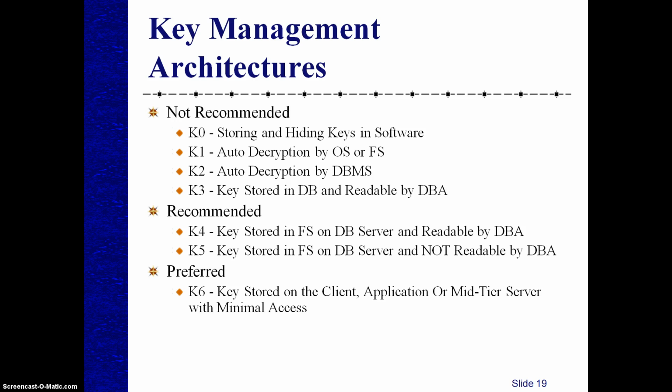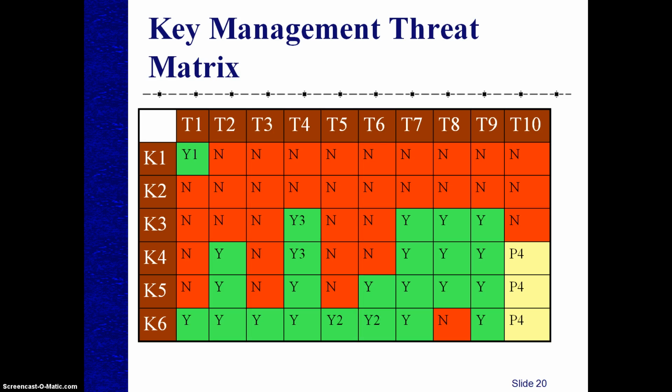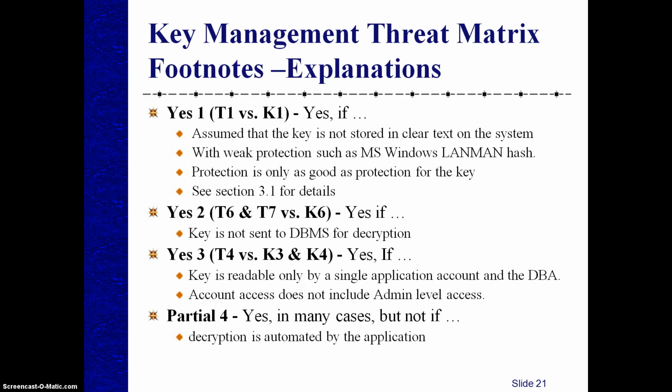The recommended ones are Key 4, key stored in FS on DB server and readable by the DBA. Key 5 is stored in FS on DB server and not readable by the DBA. The preferred one, Key 6, is stored in a client and application or a mid-tier server with manual access.